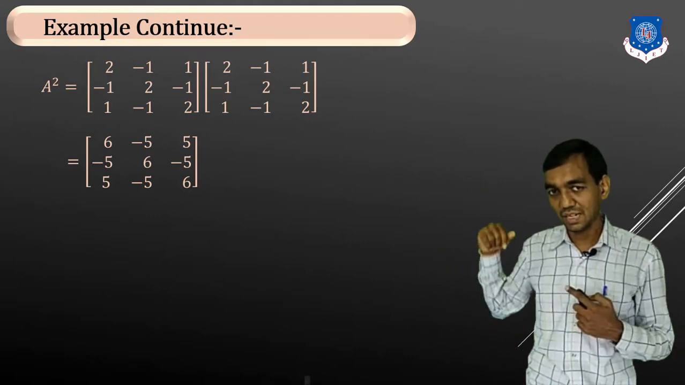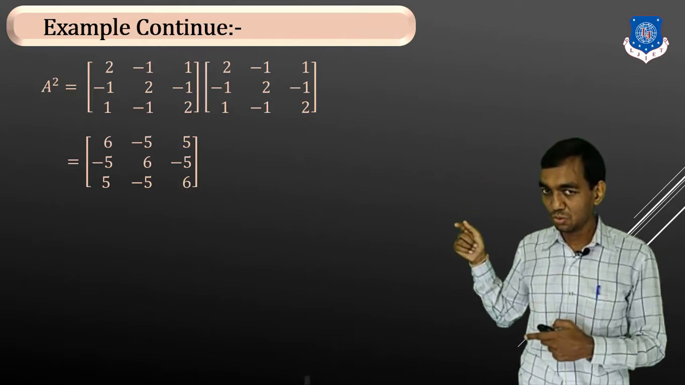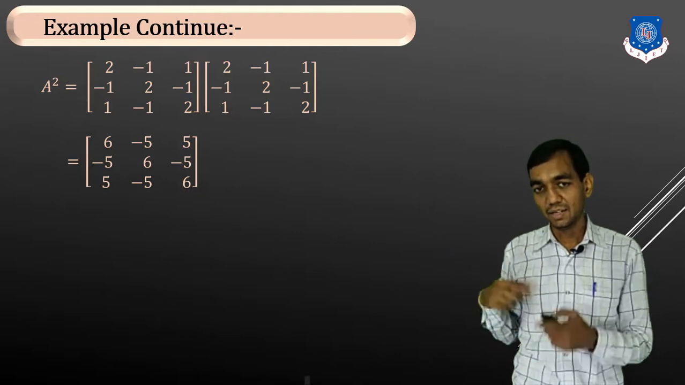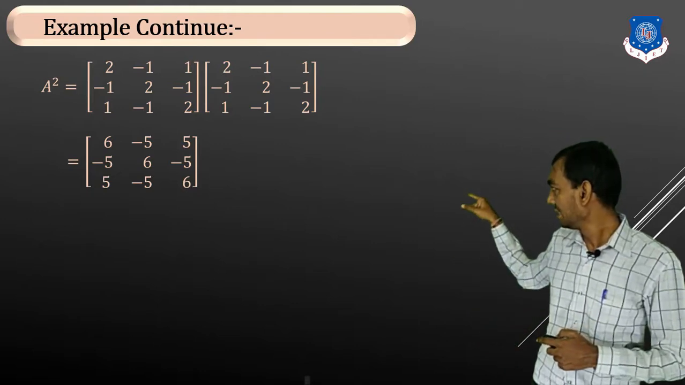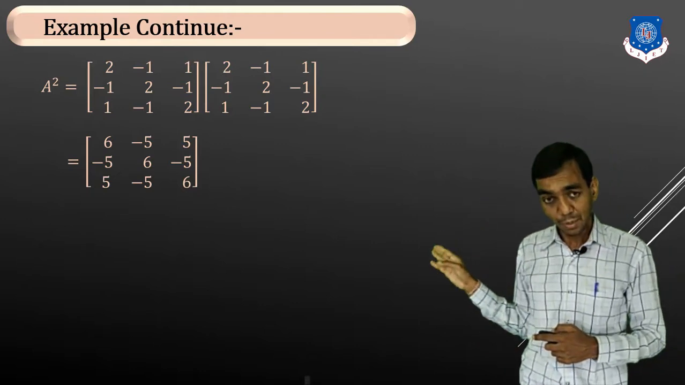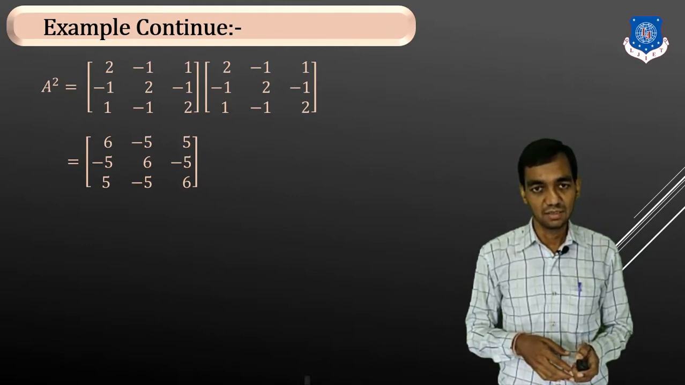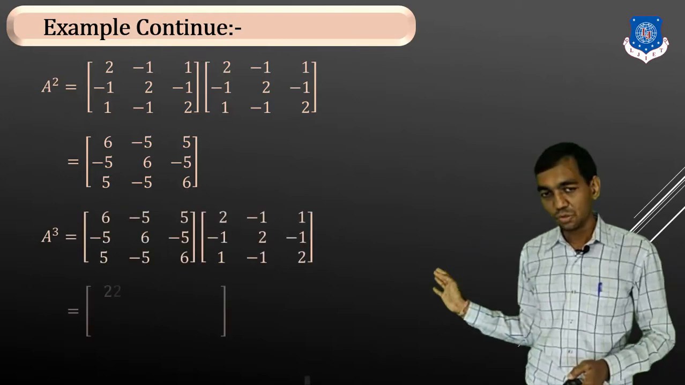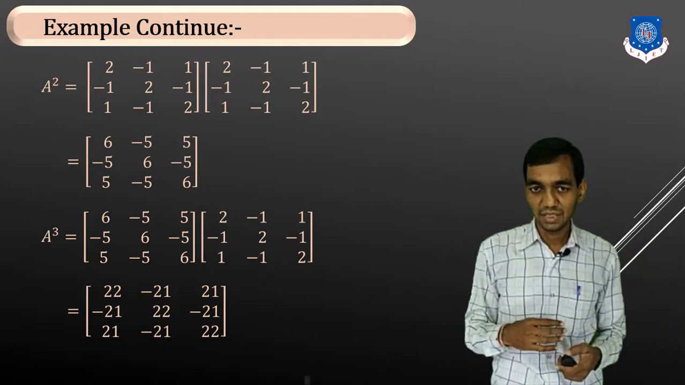In the same manner, first row, second column, that will be 2 into minus 1, then minus 1 into 2, then 1 into minus 1, that will be minus 5. And continuing in this way, you will have A square equal to 6, minus 5, 5; minus 5, 6, minus 5; and 5, minus 5, 6. In the same manner, A cube is nothing but A square into A. So putting the value of A square and A, and then starting with multiplication.